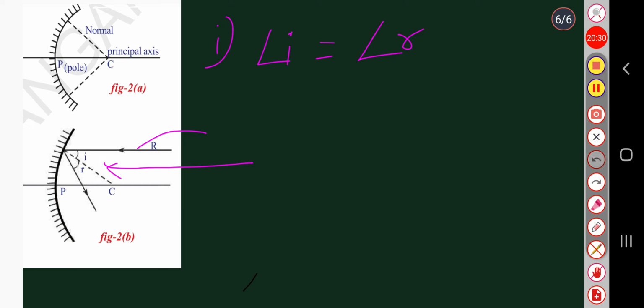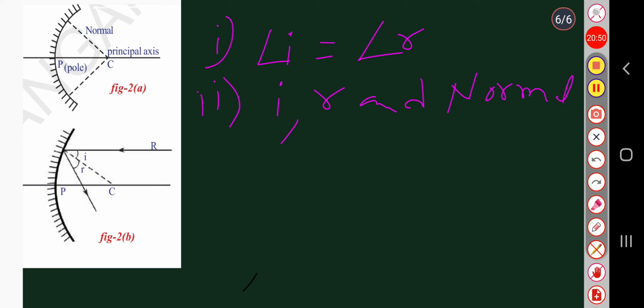Now, further, to find the angle of incidence and angle of reflection, we require a normal line. Second, the incident ray, reflected ray and normal will lie in the same plane where the light is reflected. So these are the laws of reflection.